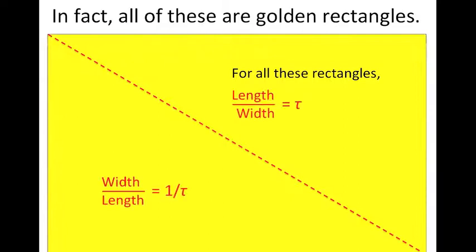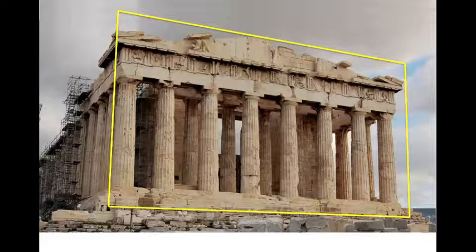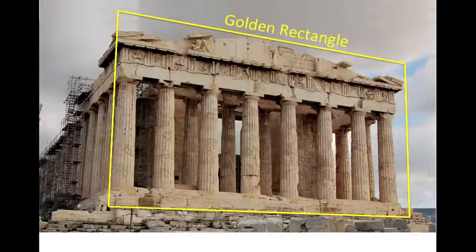After the discovery of the golden ratio by Pythagoreans around 500 BC, the golden rectangle became the basic element in many architectural designs, including the famous Parthenon of ancient Greece.